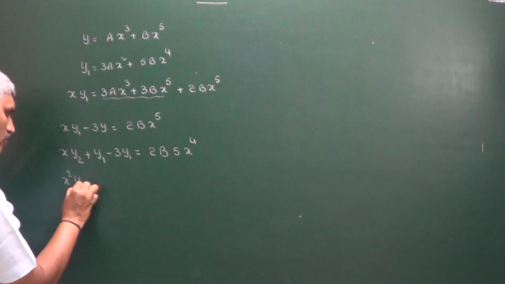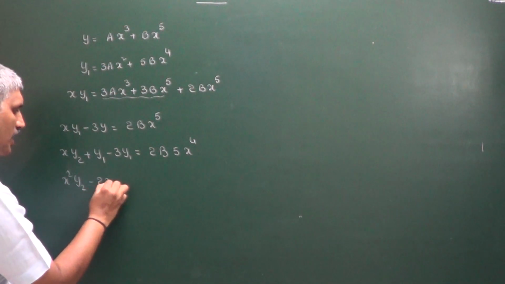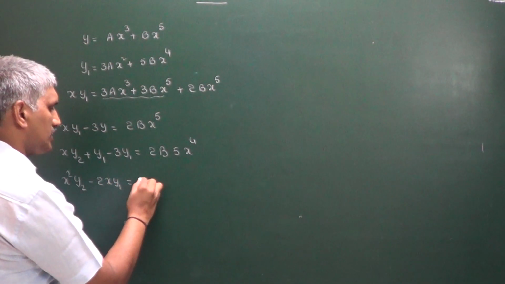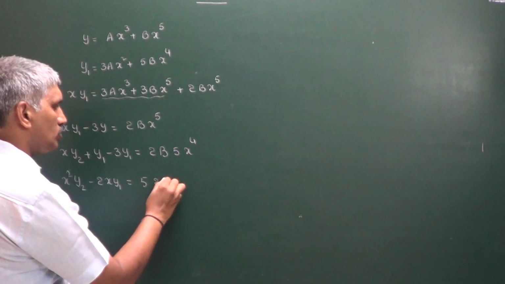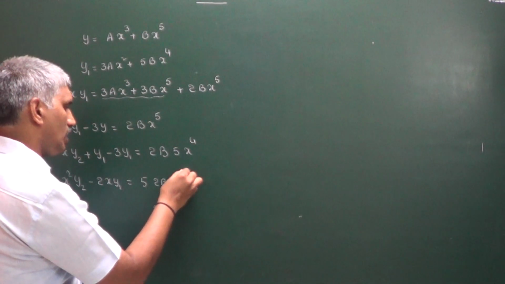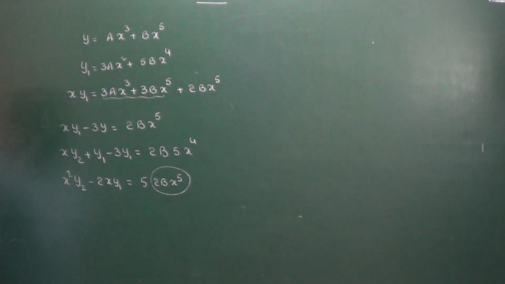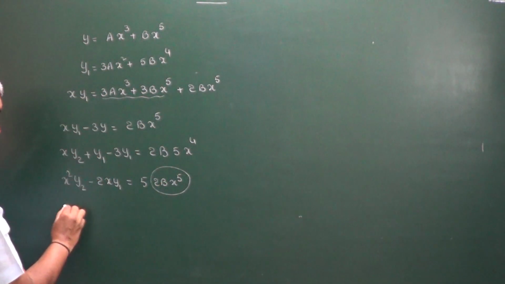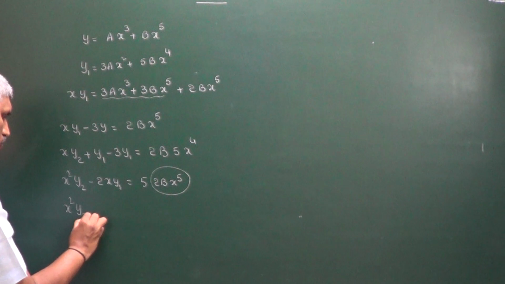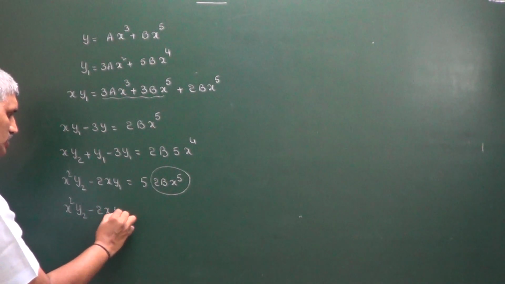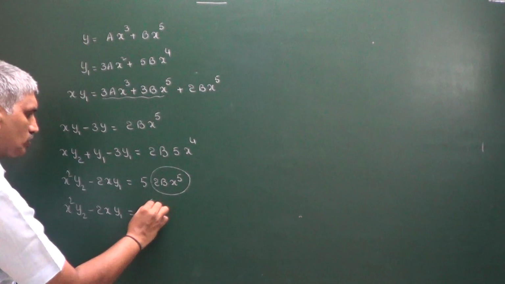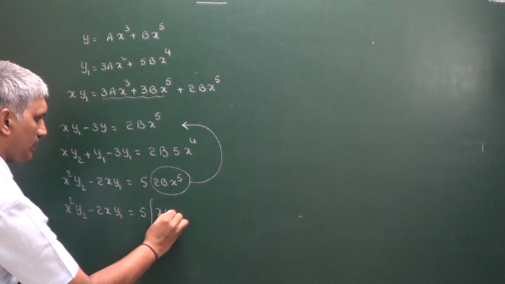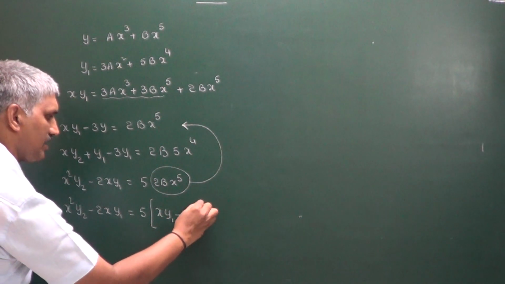You will get x square y2 minus 2 times x y1 is equal to 5. This can be written as 5 into 2b into x to the power of 5. Now in place of 2b into x to the power of 5, we can write x square y2 minus 2 times x y1 is equal to 5 into, in place of this, what can we write? x y1 minus 3y. Clear?